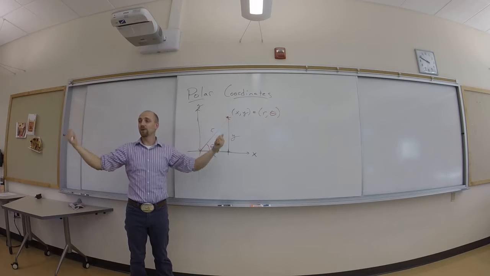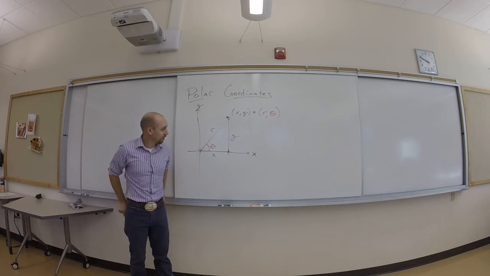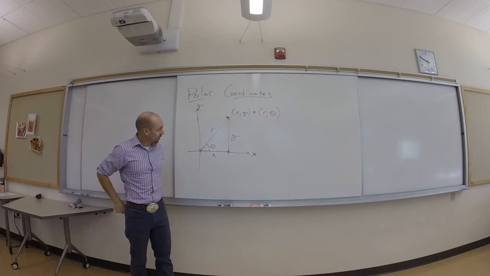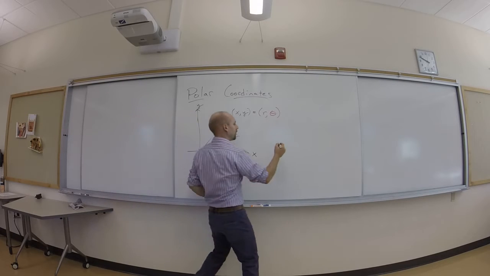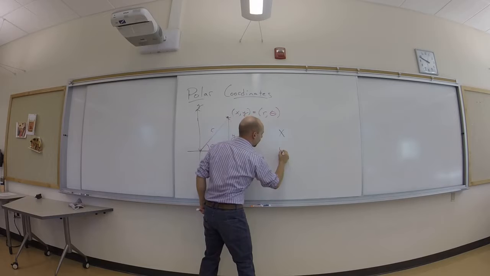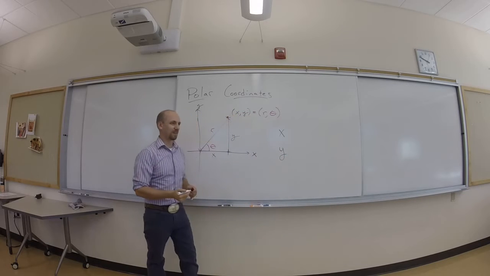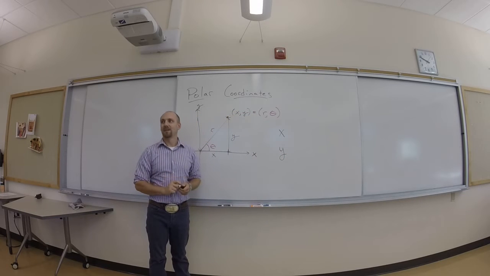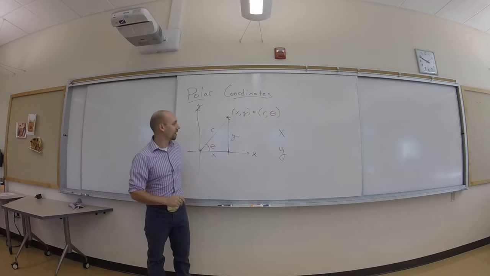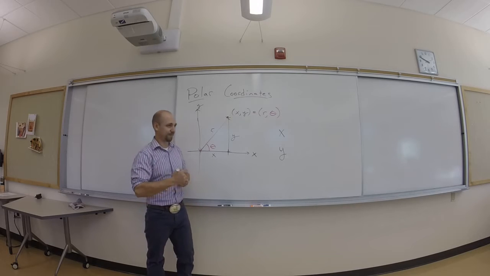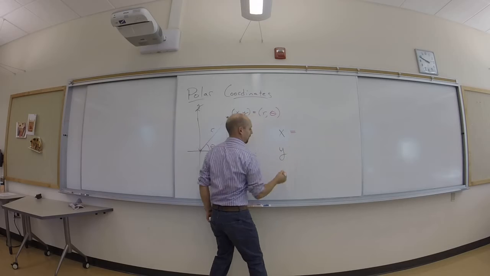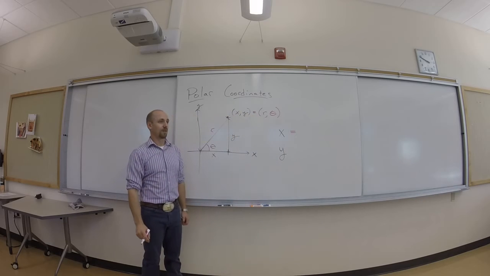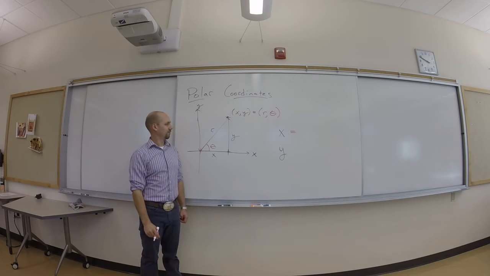Okay, let's get some unit conversions. I think we can get some conversions easily here. So here's my old stuff, x and y. How do I write x and y in terms of my new pink stuff? X is r cosine of theta. You guys see that?